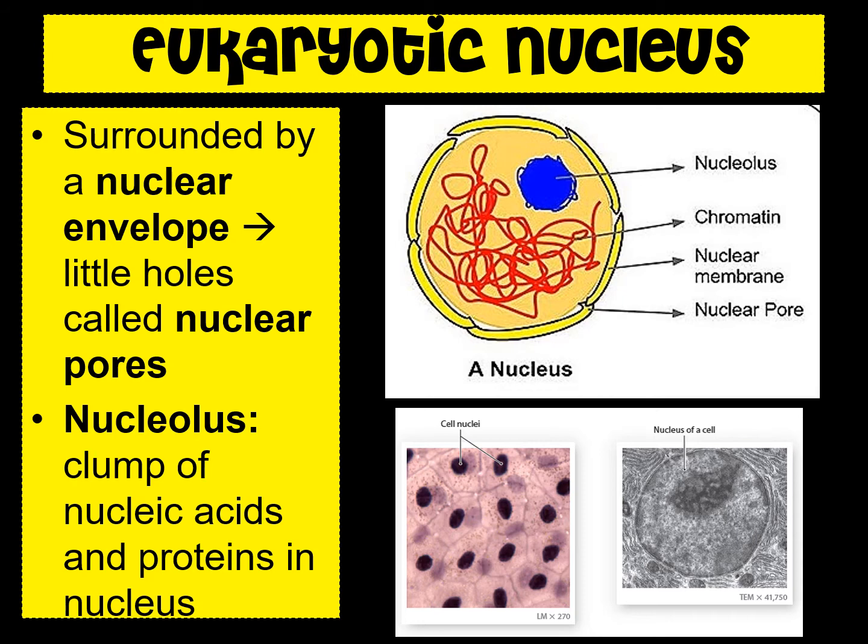Taking a look at the picture to the bottom right, you will see that when you look under a microscope, the nucleus is usually the darkest ball that you can see on the microscope. And then also inside that, you can usually see the nucleolus, which is like a dark little ball inside the nucleus.